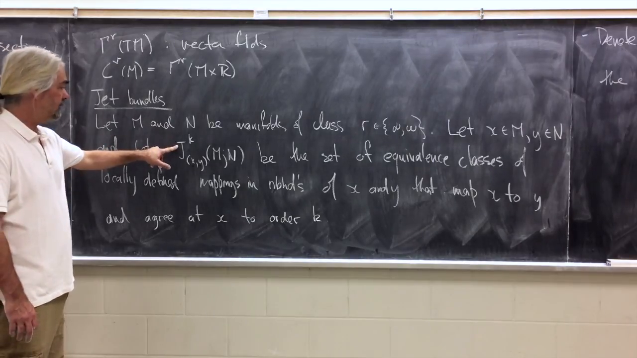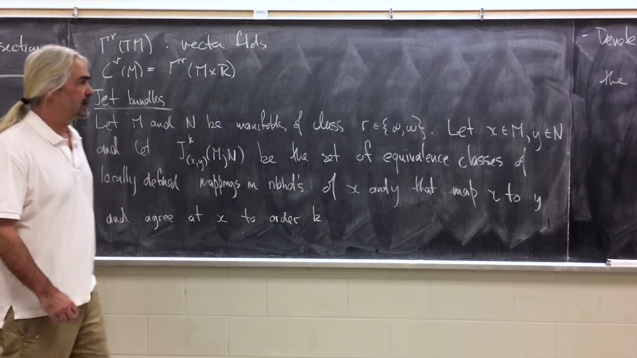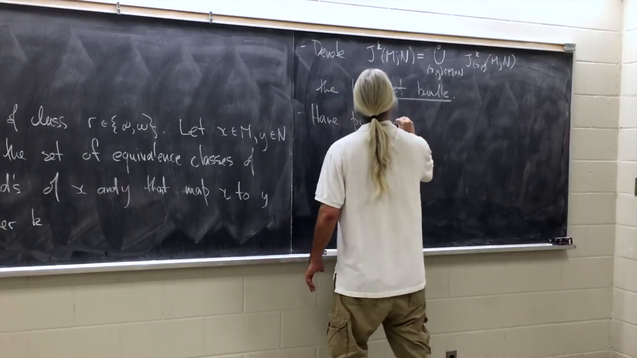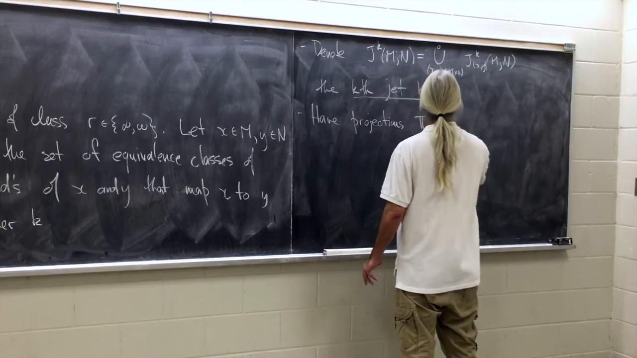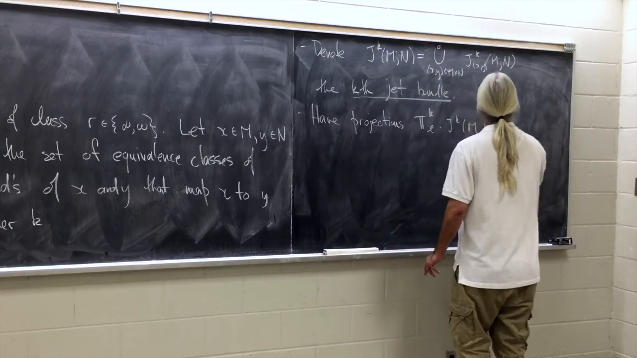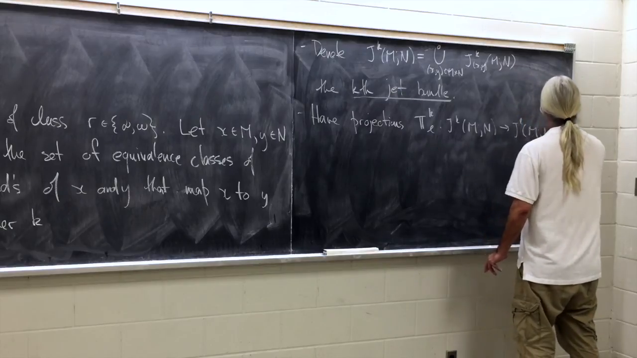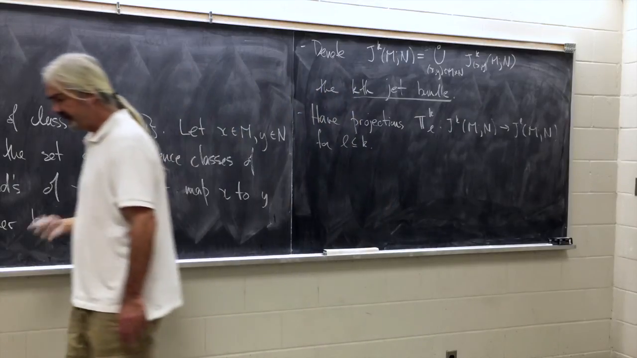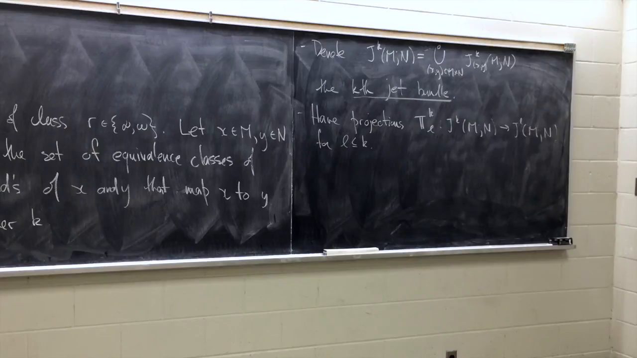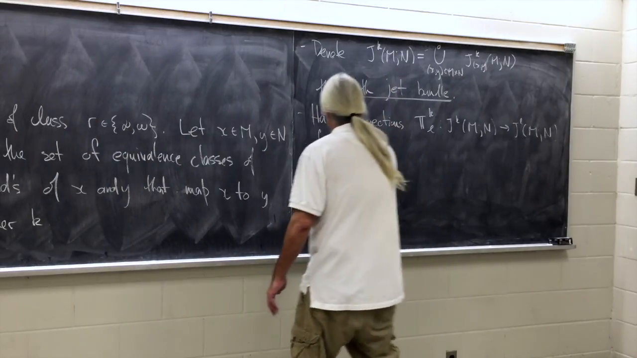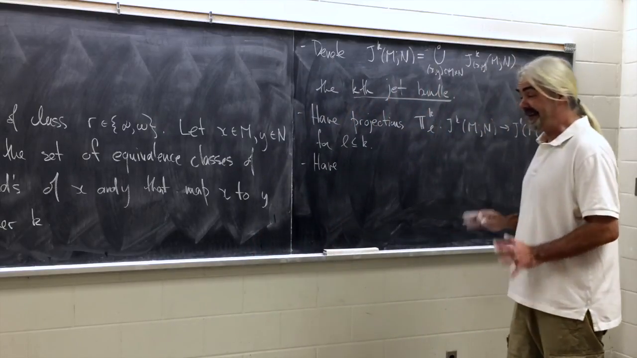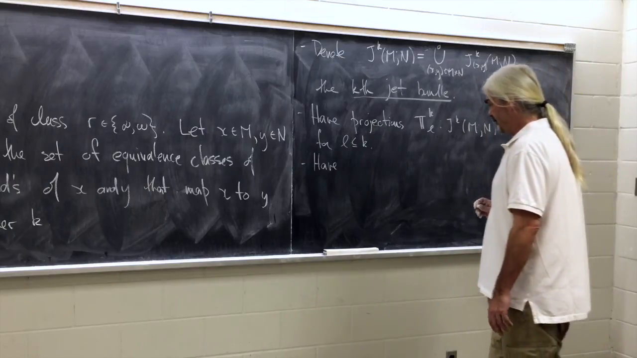If you fix a k, you have those projections. You also have projections pi_{k,l} from J^k(M,N) to J^l(M,N) when l is less than or equal to k. It just forgets the fact that the derivatives agree up to order k and only remembers that they agree up to order l. So there's some nice algebraic structure, and I'll describe it to you because it's going to be important for having any idea about some of the representations of jet bundles that I'm going to talk about.